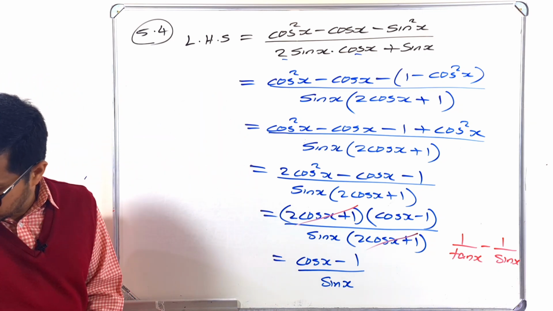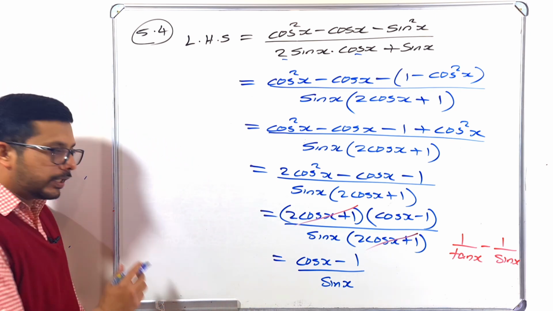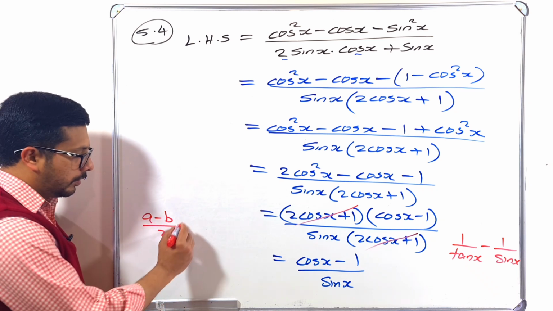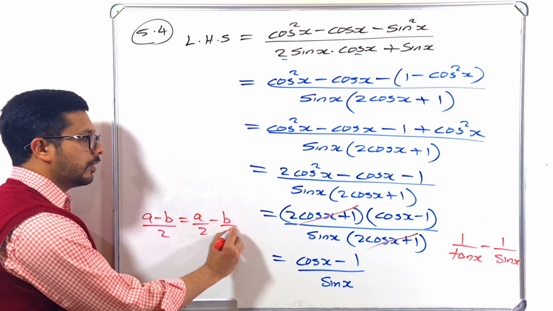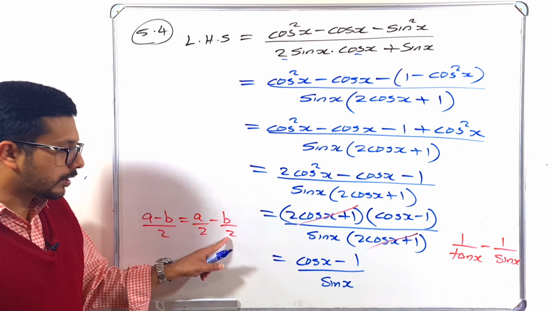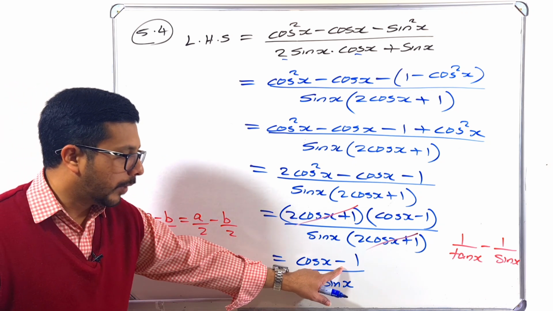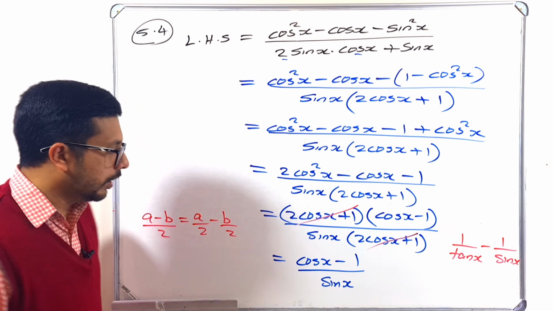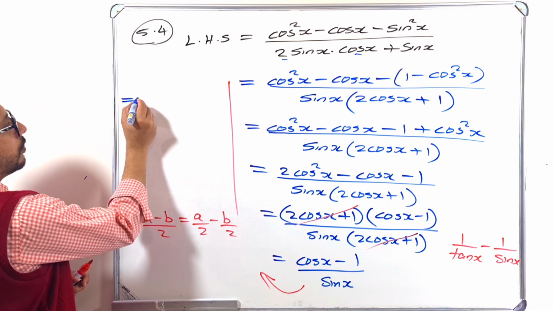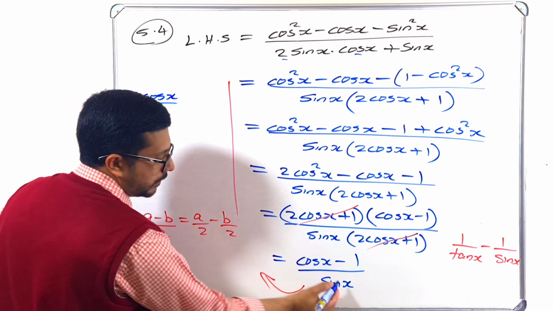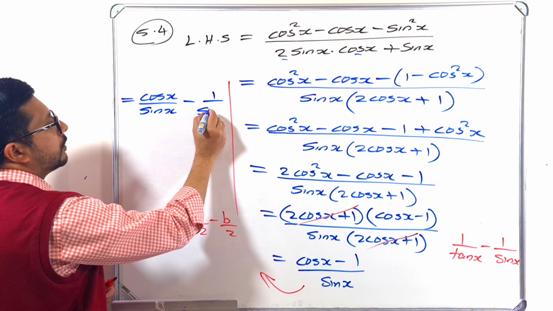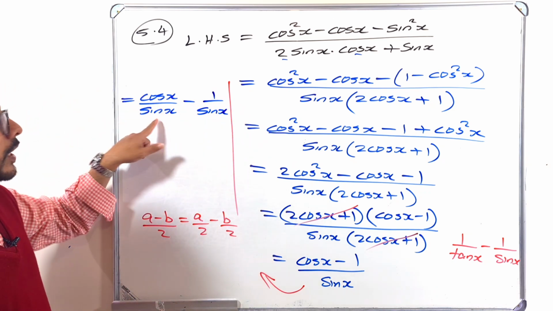In small classes you studied something like this, a minus b by 2. How can you split this one? You can write it like this, a by 2 minus b over 2. Am I right? Similarly, I'm going to split this one like this: cos x by sin x minus 1 by sin x. Okay, so look at the remaining one, that is cos x divided by sin x minus 1 divided by sin x.